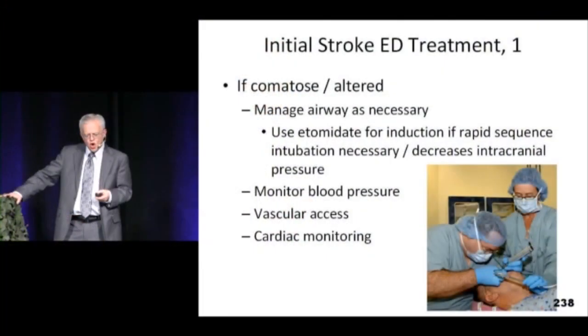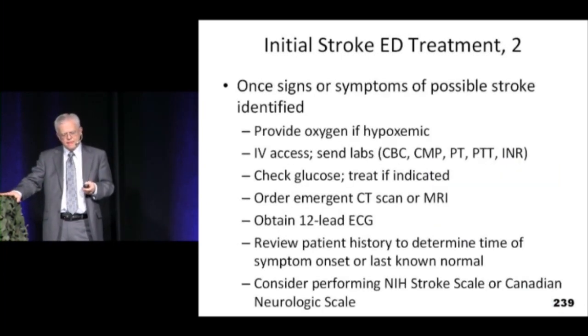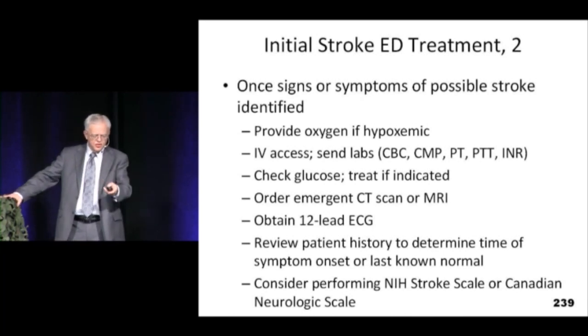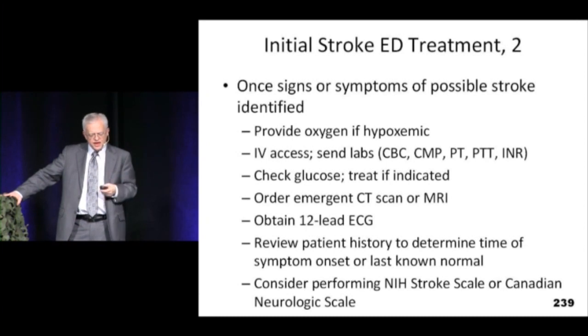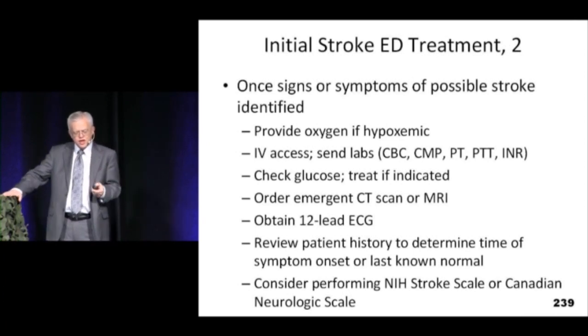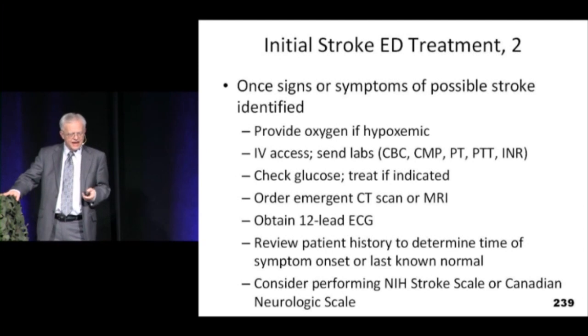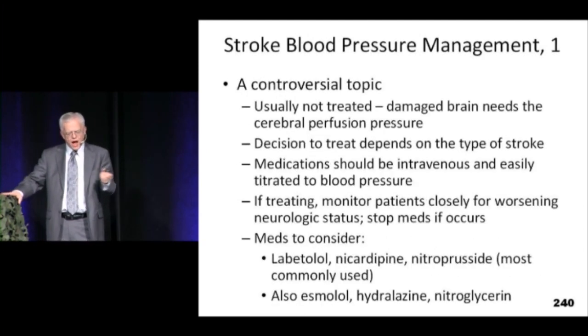Initial stroke treatment, if comatose or altered, maintain airway. But patients who are in coma are not going to be getting TPA. Monitor blood pressure. Notice I didn't say treat the blood pressure. Cardiac monitoring, that sort of thing. Once signs and symptoms of a possible stroke are identified, this is the usual number of things that we get. Now, you've got to review that patient history with the family and be sure. Do the NIH stroke scale or the Canadian scale, whichever one you want, but use one.